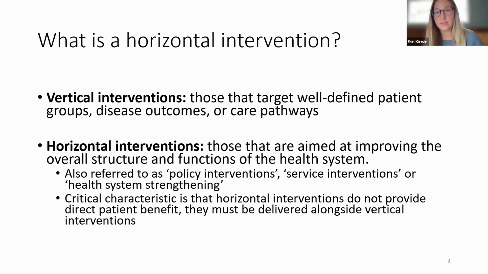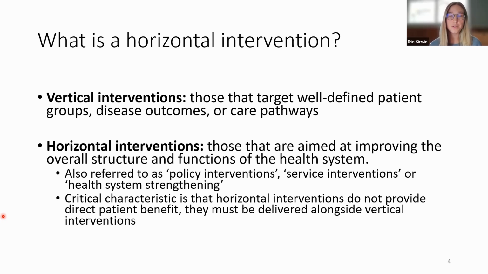So you may have noticed the title of this presentation refers to horizontal and vertical interventions. So I'm going to define these on this slide. Typically, economic evaluations study interventions that target well-defined patient groups, disease outcomes, or care pathways, and these are often referred to as vertical interventions. Horizontal interventions are defined as anything that does not meet that prior definition, and often horizontal interventions are aimed at improving the overall structure and functions of the health system. Some other terms that have been used to define this concept are policy interventions, service interventions, or health system strengthening.